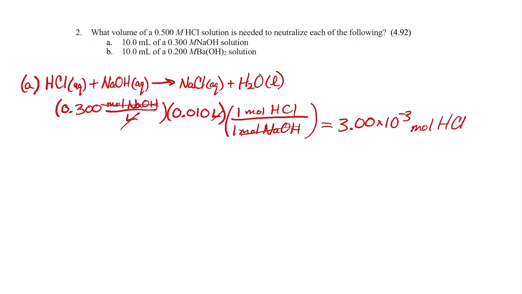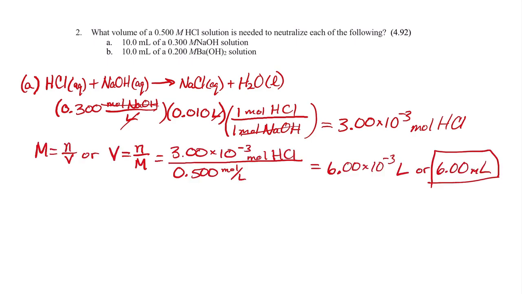So I began by finding the number of moles of hydrogen chloride necessary. That's 0.3 moles per liter of sodium hydroxide, and the volume is 0.010 liters. And then I use the mole ratio of hydrogen chloride to sodium hydroxide, and I determined that it needs 3 times 10 to the minus third moles of hydrogen chloride or hydrochloric acid.